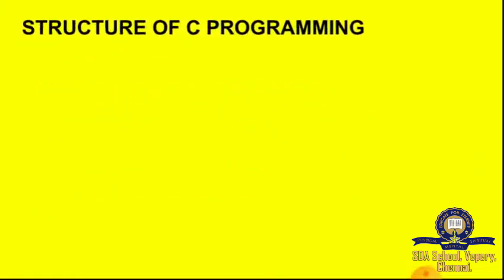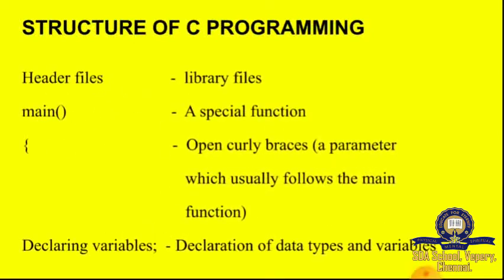Let's learn the structure of C programming. It has header files, main function, open curly braces, declaring variables and statements. Header files are used as library files. Main function is a special function. Open curly braces are a parameter which usually follows the main function. Declaring variables is a declaration of data types and variables.